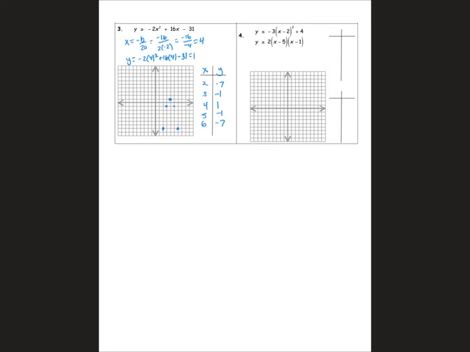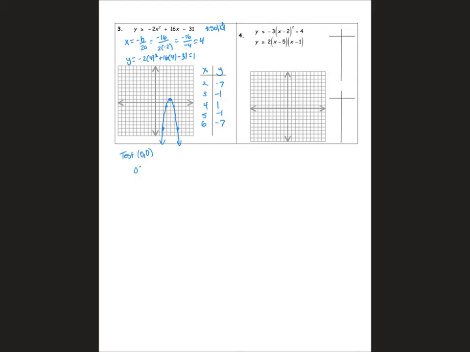Figure out is this dotted or solid? Well, the inequality in the original statement is greater than or equal to, so that's solid. So we got a solid boundary line. Notice our parabola is going downwards. And we need to test the point. I like to test 0, 0 since it's not on the boundary.